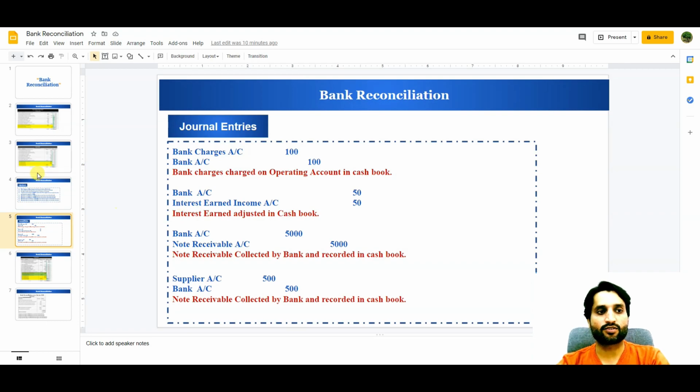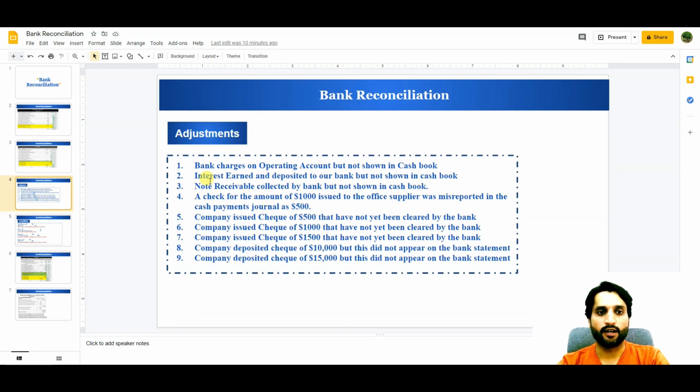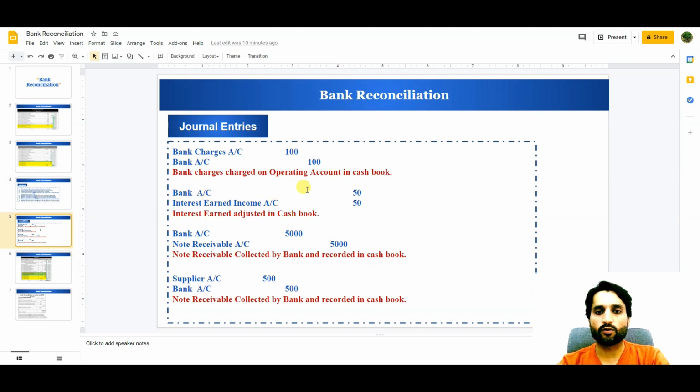After that, there is an entry missing: interest earned. So this $50: bank account debit and interest earned income credit with 50.